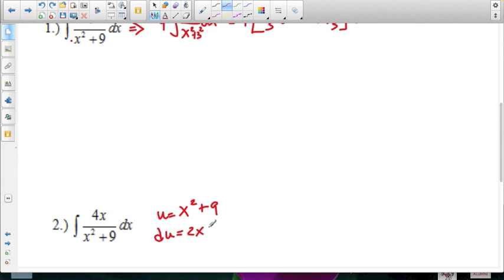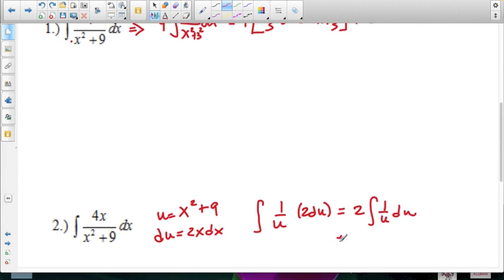So this ends up being 2x dx. This ends up being half as much as you need here. So the u sub would look like 1 over u. I need a 4x dx. I have a 2x dx, so I need a 2 du here. And so we're looking at 2 times 1 over u du, one of my favorite integrals. So we're looking at 2 times the natural log of u plus c.